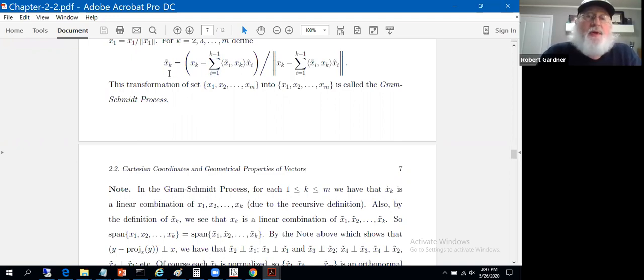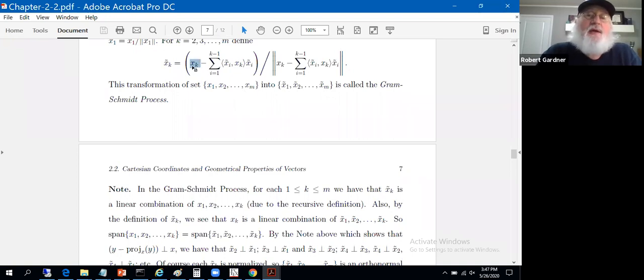In order to compute x sub 3 tilde, I need x sub 3, not a problem, and I need x sub 1 tilde and x sub 2 tilde. To define x sub 4 tilde, I need x sub 4, not a problem, and I need x1, x2, and x3 tildes. So recursive definition does give us that kind of dependence. Now, x sub k, not x sub k tilde, but x sub k is a linear combination of x1 tilde through x sub k tilde. Now that I can explicitly see.